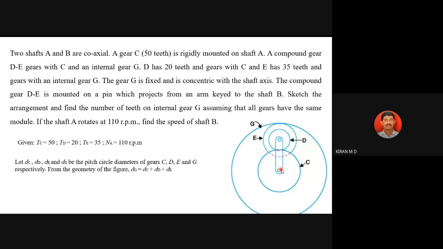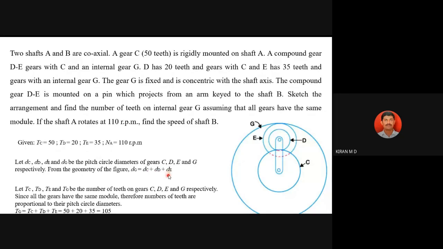See here, this radius is equal to RC plus RD plus RE, correct? Similarly, the total diameter is RC plus RD plus RE: here to here is RE, here to here is RD and here to here is RC. When it comes to the diameter, it becomes DC plus DD plus DE. Is it clear? Then TG is equal to TC plus TD plus TE. Is it clear?